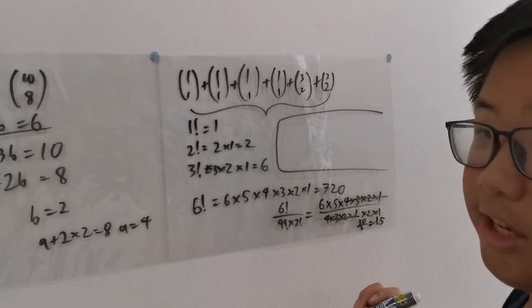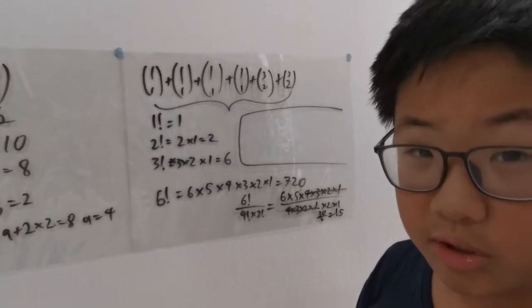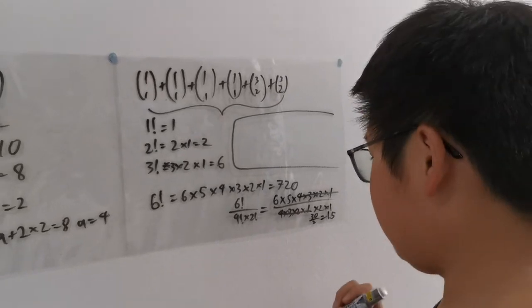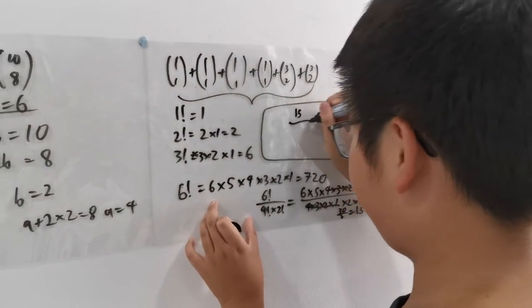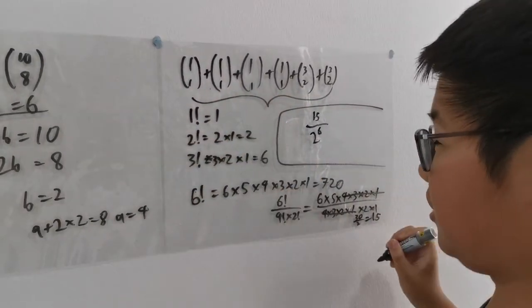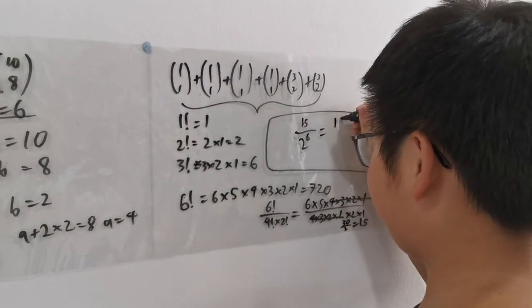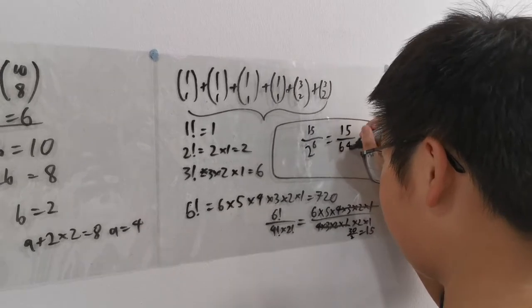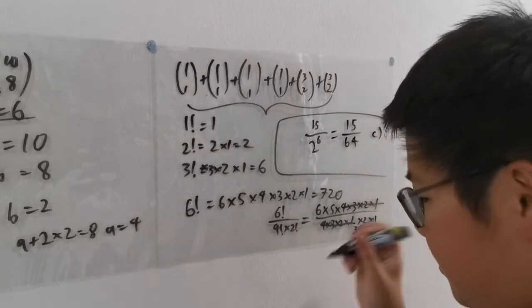Now there are 6 vectors and 2 choices for each. So the question asks, what is the probability? So it's 15 over 2 to the power of 6, because there are 6 vectors and 2 choices for each. This will leave us with 15 over 64, which is option C.